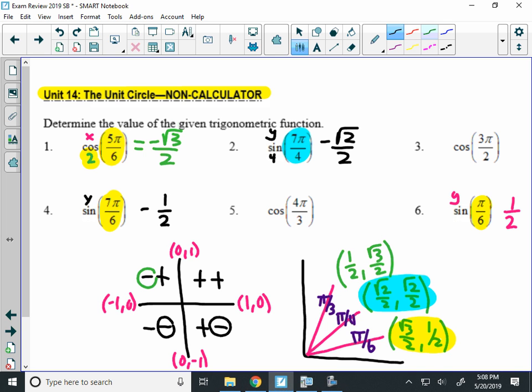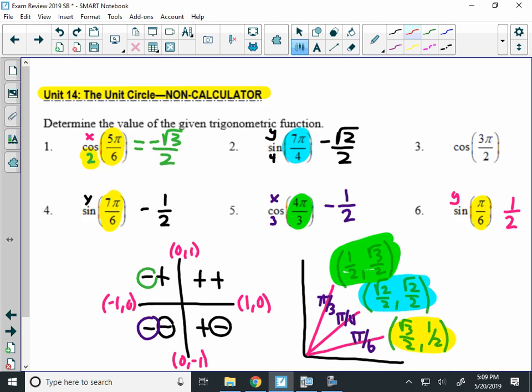Let's jump down to number 5, then I'll go back to 3 pi over 2. Cosine of 4 pi over 3 uses the last ordered pair here. 4 pi over 3 has the reference angle of pi over 3. Cosine is the x-coordinate, so we're going to look at the 1/2 here. And for 4 pi over 3, the numerator is 1 more than the denominator, so we're in quadrant 3. In quadrant 3, the x value is negative. So I'll have a negative 1/2.